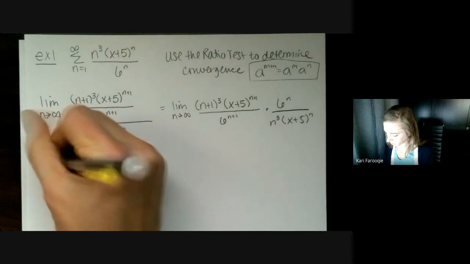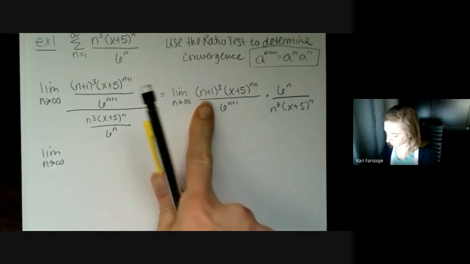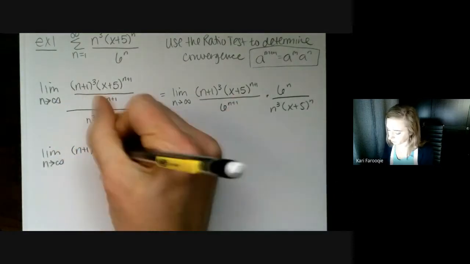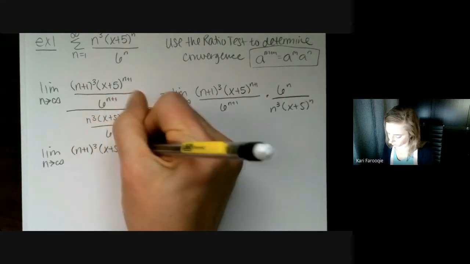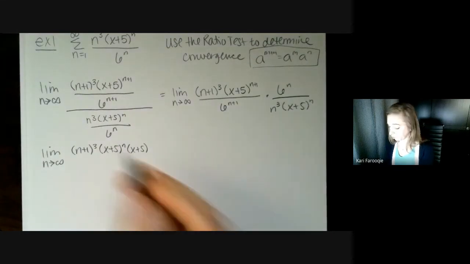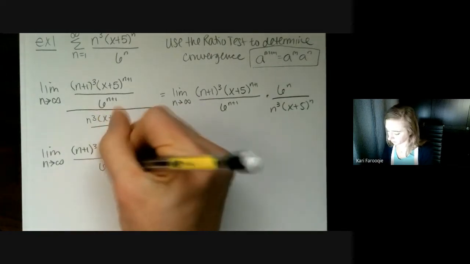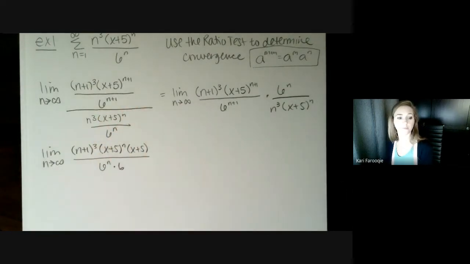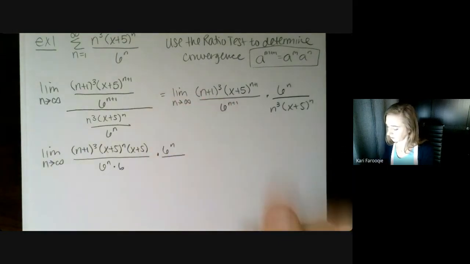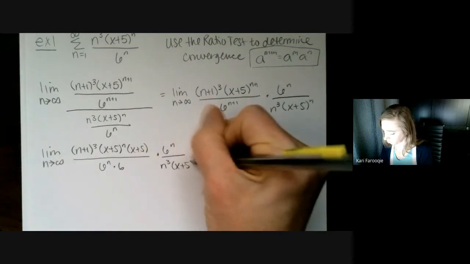So when I rewrite this, the n plus 1 cubed can stay right where it is, but the x plus 5 to the n plus 1, we're going to write as x plus 5 to the n times x plus 5 to the first. Our goal here is just to get a bunch of stuff to cancel. In the denominator, I'll have 6 to the n times 6. And I don't have anything to change over here on the right-hand side, or on the second factor, I should say.